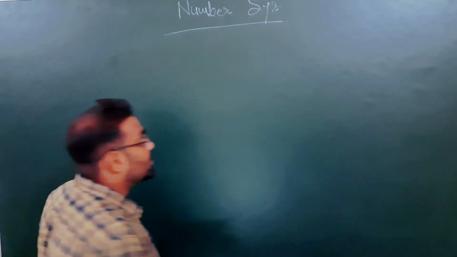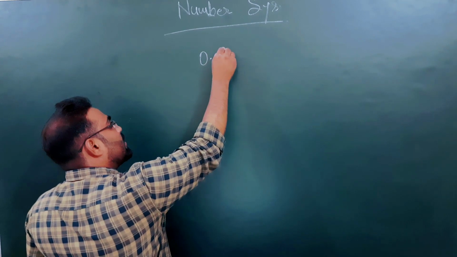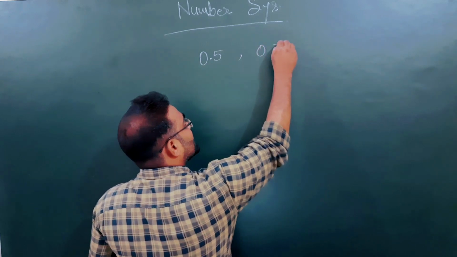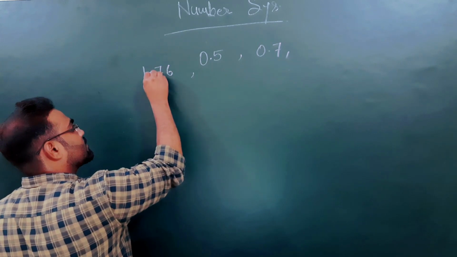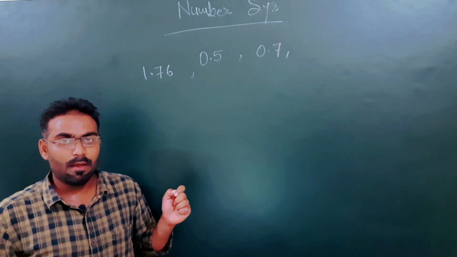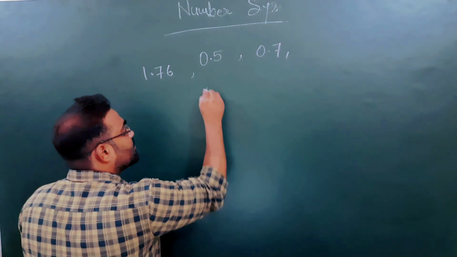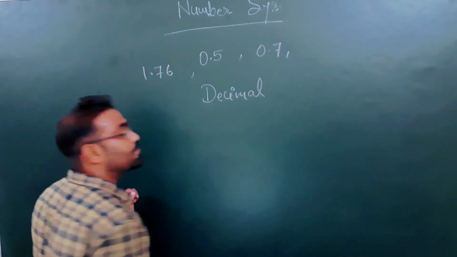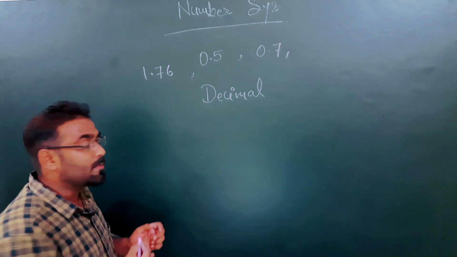You may come across the decimal part as well. For example, a number like 0.5, 0.7, or 1.76. So students, these numbers are actually decimals. Decimal is also a part of this number system. This is part of the real numbers.